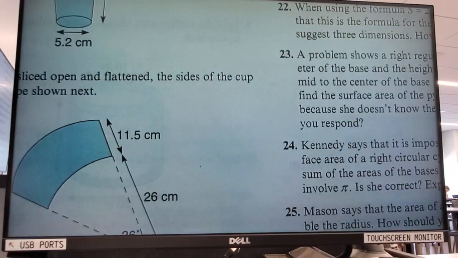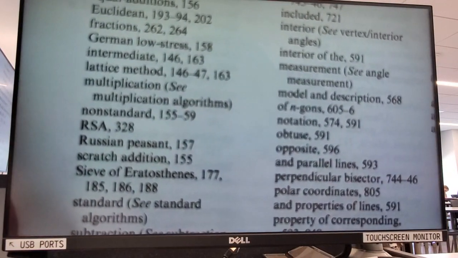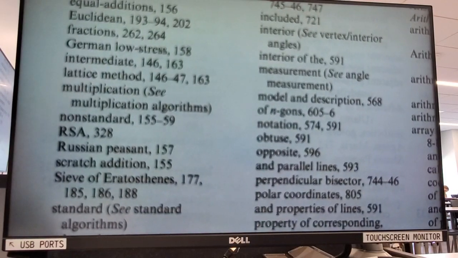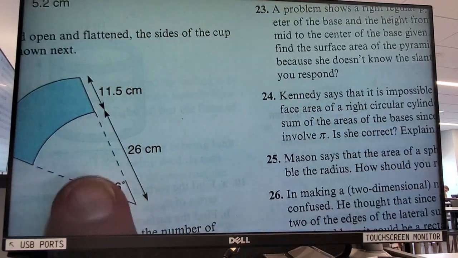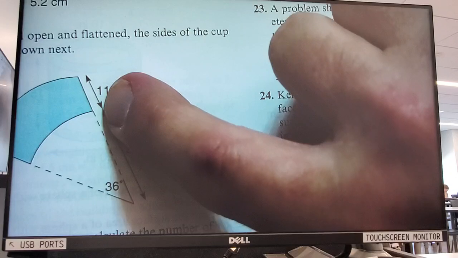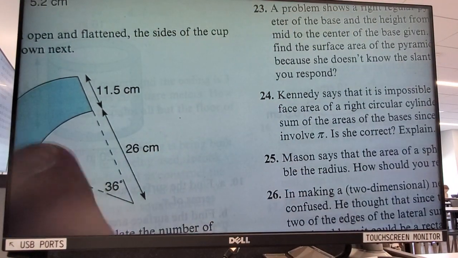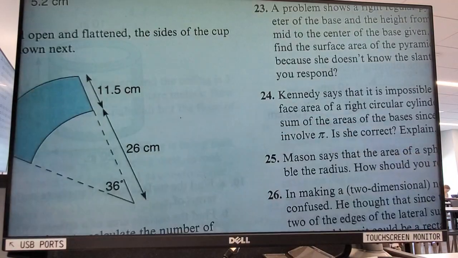All right, that is my dilemma. Area of sectors, yeah, we definitely didn't talk about that. Okay, so how are you going to figure this out? Let's see. We know this is 11.5. We know this is 26 centimeters. This is not truly a triangle because this side is curvy.